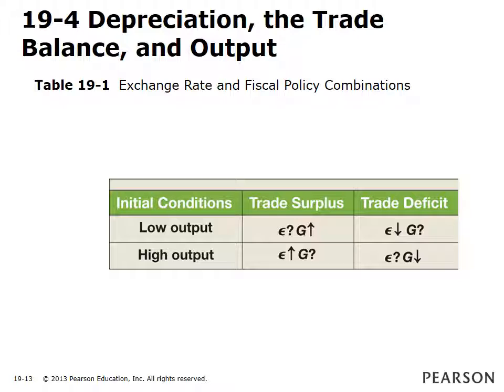Table 19-1 shows fiscal policy and exchange rate policy can be used in combination to achieve desired goals. If initial output is low and there is a trade surplus, an increase in G will increase output and lower the trade surplus. Government may need to complement this with an increase or decrease in the real exchange rate. If the trade surplus goes down a lot or output does not increase enough, the government may want a real depreciation of the currency. If, on the other hand, the trade surplus worsens just a little and output increases a lot, they may combine an increase in G with a real appreciation of the currency.